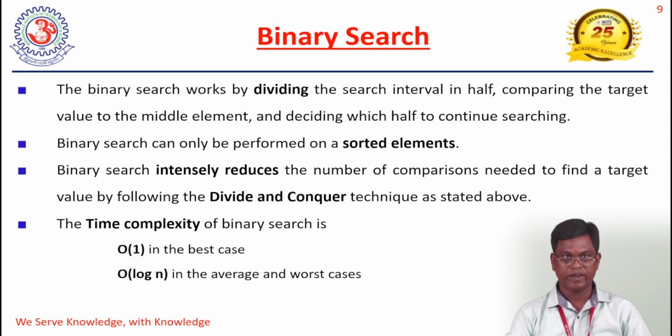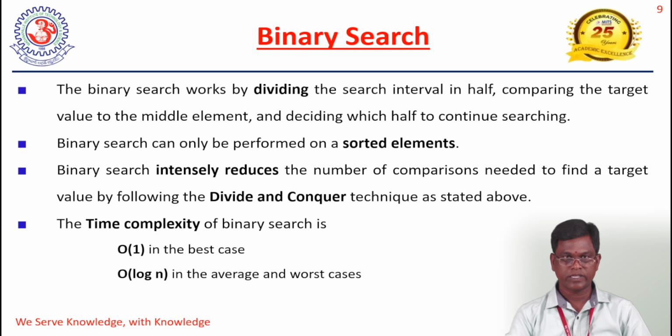Binary search can only be performed on sorted elements. Previously, with linear search, the elements could be in either sorted or unsorted order. But in binary search, we have one limitation: the elements should be in sorted order.